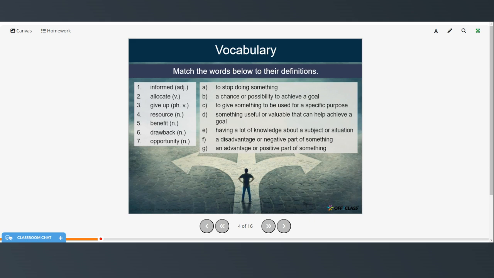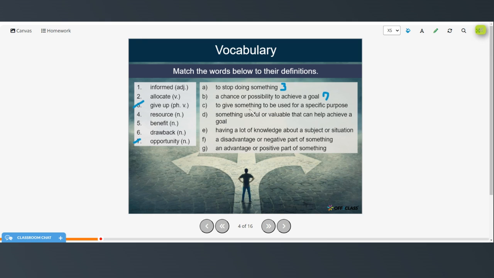All right, now we have some vocabulary words. You can pause the video and try matching the words to their definitions, and then restart when you're ready to check your answers. All right, to stop doing something, that is number 3, give up. The chance or possibility to achieve a goal, that would be number 7, opportunity.